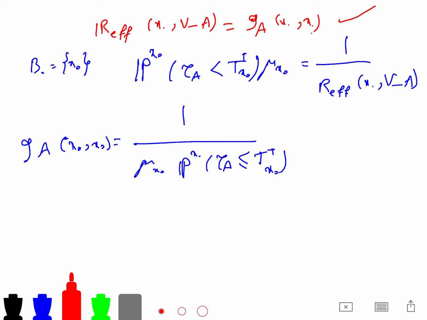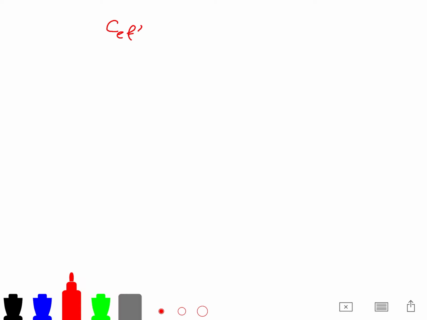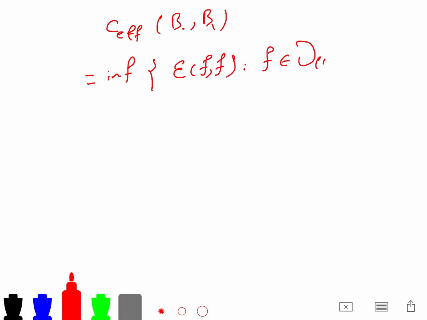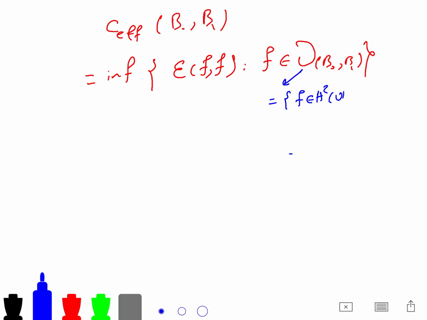And now we want to talk about the effective conductance between B0 and B1, which is by definition the infimum of the Dirichlet energy that I told you about two lectures ago, over all functions inside this function space. Remember that this function space is by definition all functions with finite energy, where f restricted to B1 is 1 and f restricted to B0 is 0.